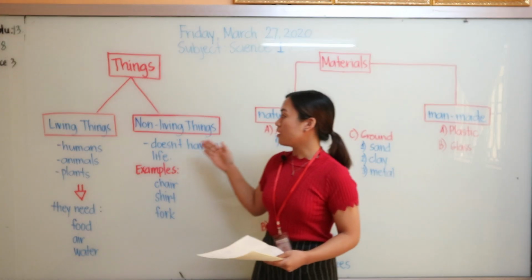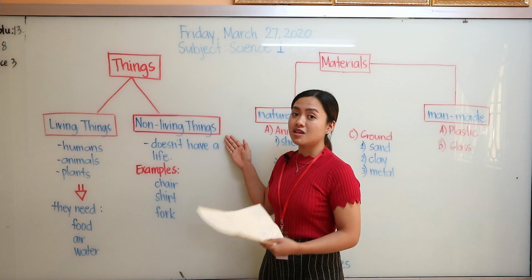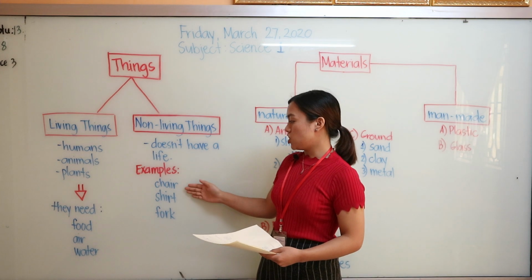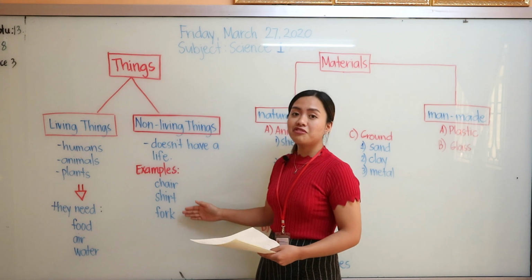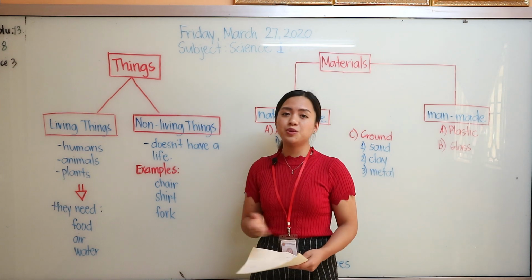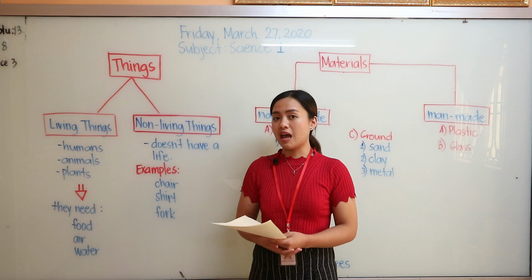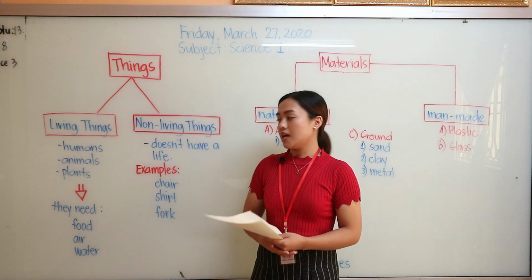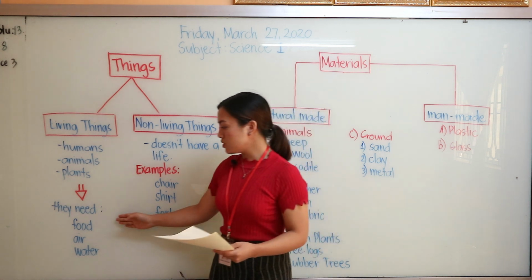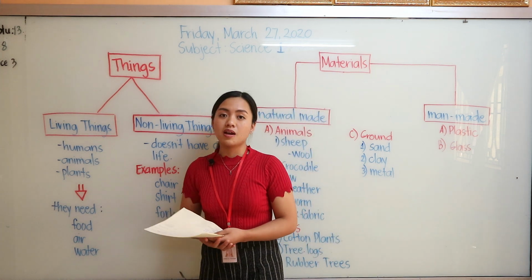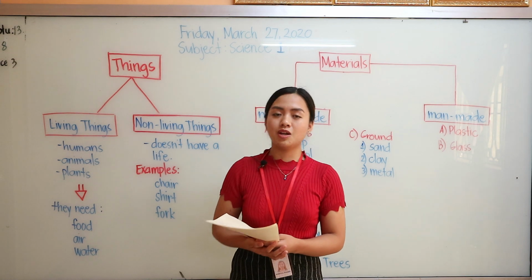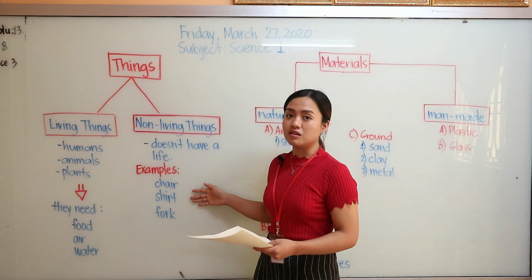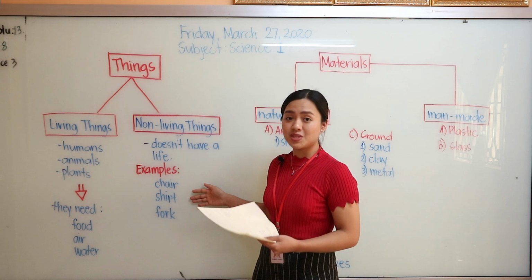We also have here non-living things. Now these things are not alive. So this includes chair, shirt, fork, and any things that we can see around us that doesn't have a life. So they are not alive, and they do not need food, they do not need air, and they do not need water in order for them to stay alive. Now, all of these non-living things are made up of materials.